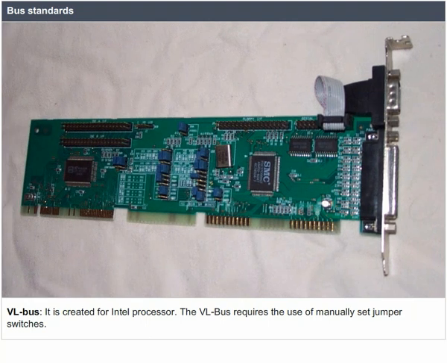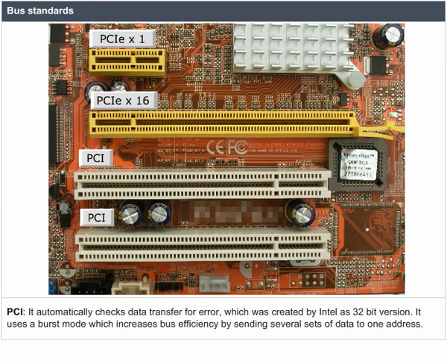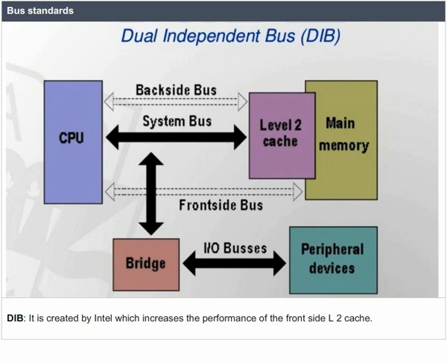The VL bus requires the use of manually set jumper switches. PCI automatically checks data transfer for errors, and was created by Intel as a 32-bit version. It uses a burst mode, which increases bus efficiency by sending several sets of data to one address. DIB, created by Intel, increases the performance of the front side L2 cache.